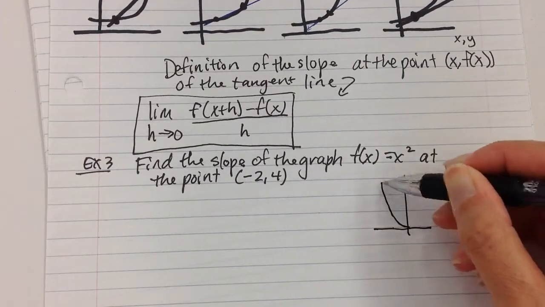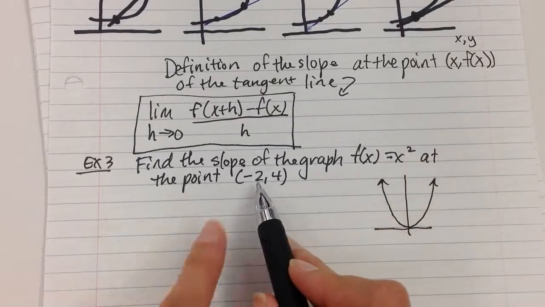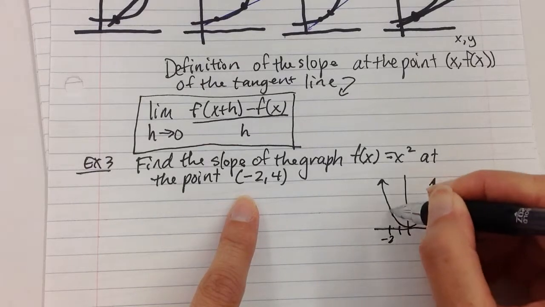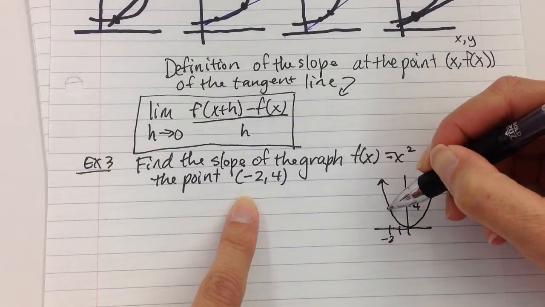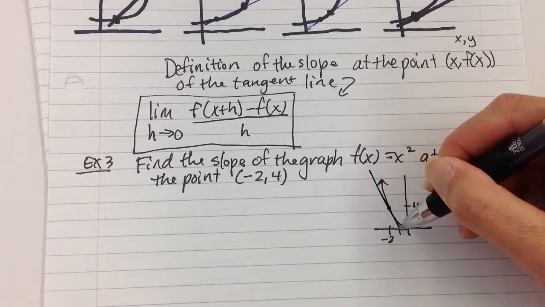It's just a parabola, right? Centered at (0, 0). And I know it passes through (-2, 4). So (-2, 4), let's say, is up here. Okay, and then let's draw the tangent line.